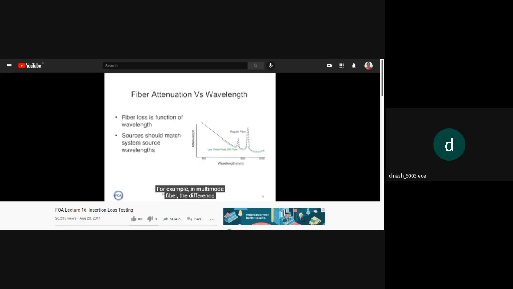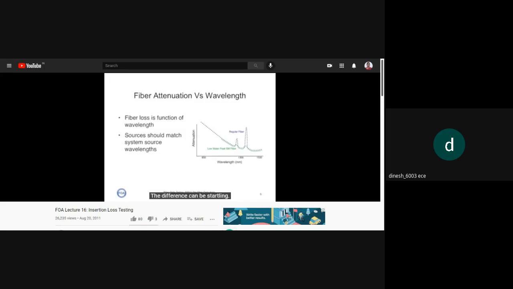For example, in multi-mode fiber, the difference between the loss at 850 and 1300 nanometers is approximately 3 dB per kilometer at 850 and only 1 dB per kilometer at 1300. The difference can be startling.